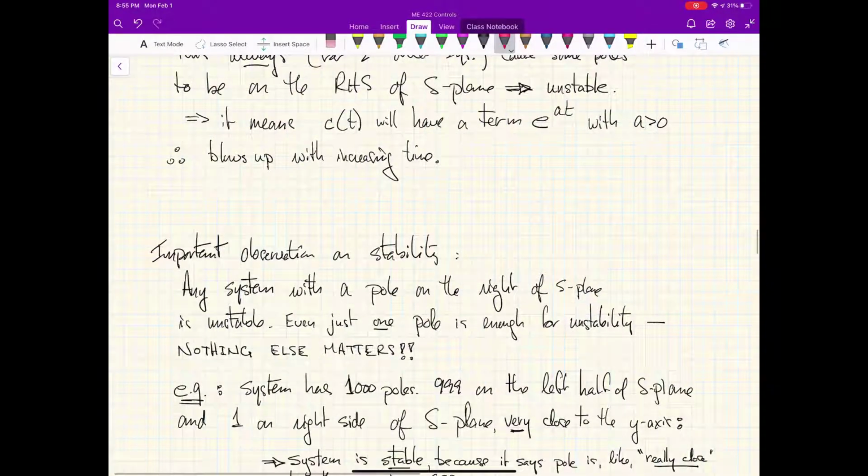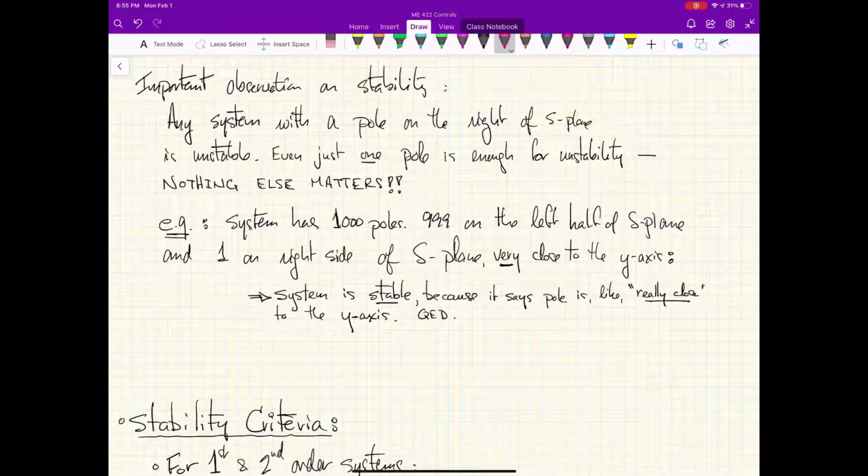So that's your criteria for instability in a second order system. All right, so let's summarize a little bit what we've got here and start buttoning down our test for stability a little bit more rigorously. So any system with a pole on the right hand side of the S-plane is going to be unstable. Even just one pole is going to be enough to guarantee instability. Okay, nothing else matters.